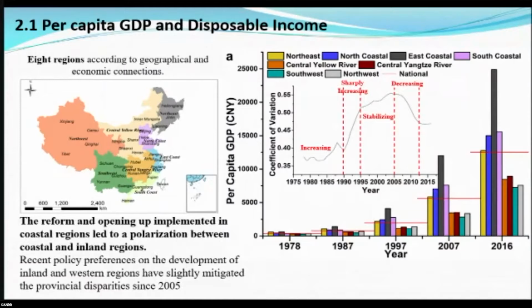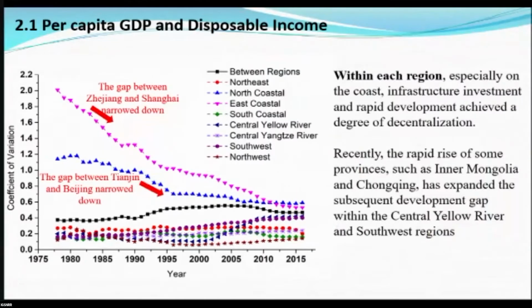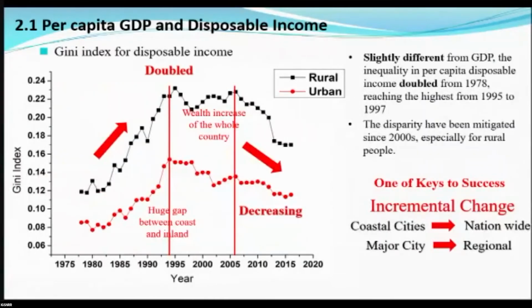There is still some polarization, especially in the coastal regions. In China, the coastal regions lead very rapidly. But we also look at different economic circles or economic cluster areas, like the Beijing-Tianjin metropolitan region, the Shanghai metropolitan region, and the Pearl River metropolitan region. Even within these metropolitan regions, the gaps are narrowing among the different provinces. You can see that. We also look at disposable income: even though slightly narrowed, there is still a very big difference between urban and rural areas.